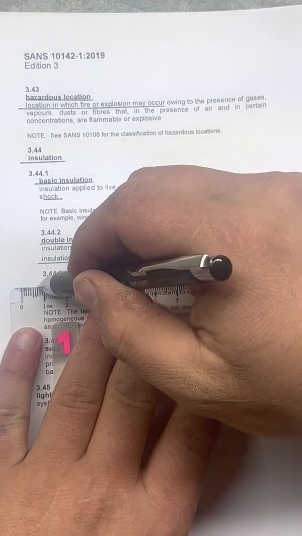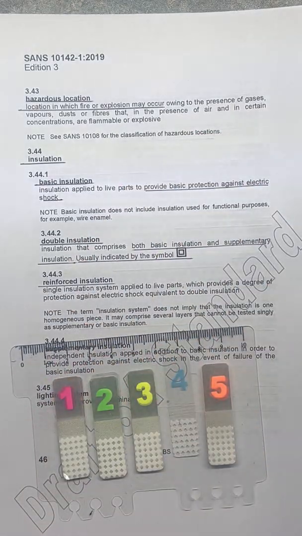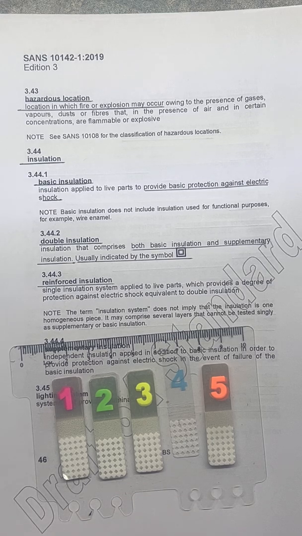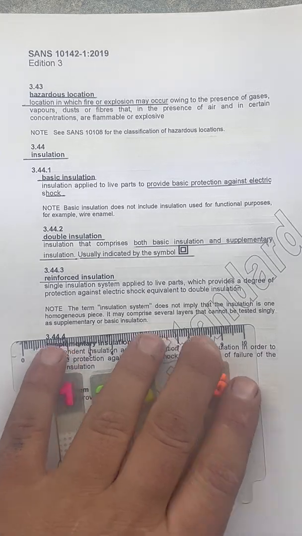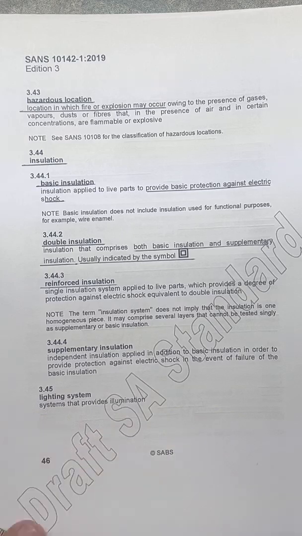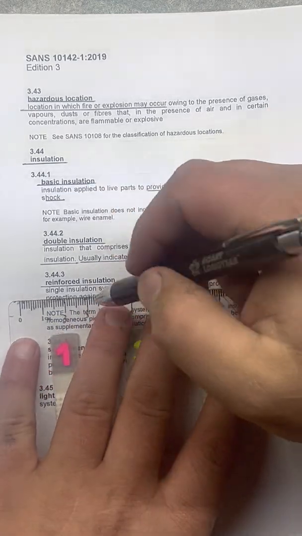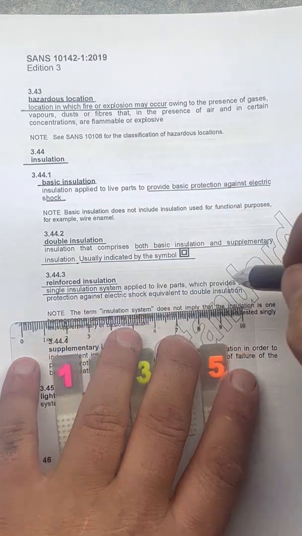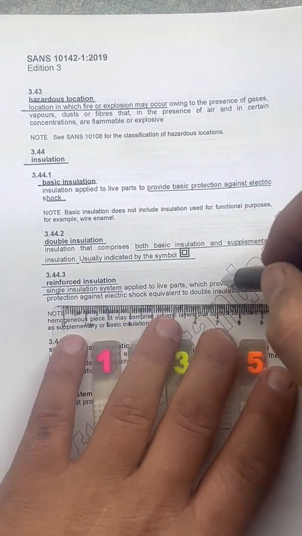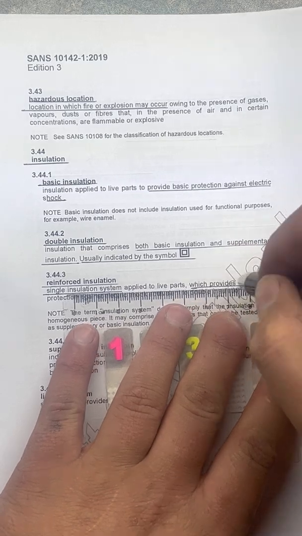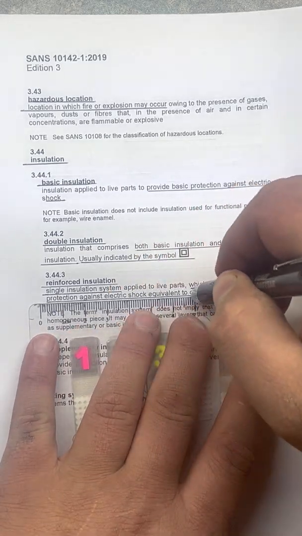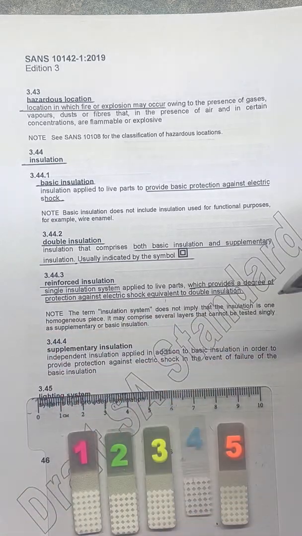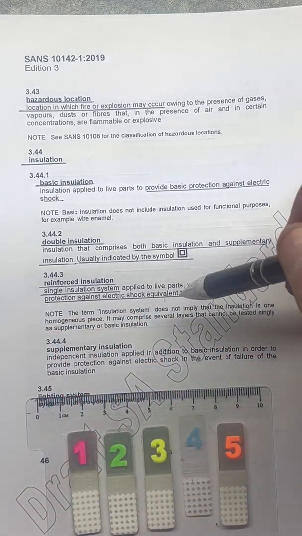Reinforced insulation. So it's a single insulation system applied to live parts which provides a degree of protection against electrical shock equivalent to double insulation. So it's a single insulation system which provides a degree of protection against electrical shock equivalent to double insulation.